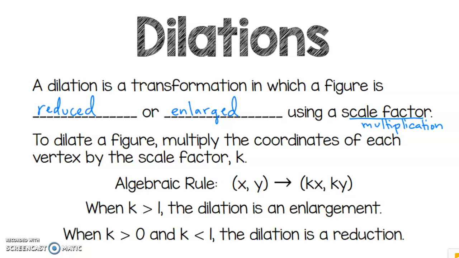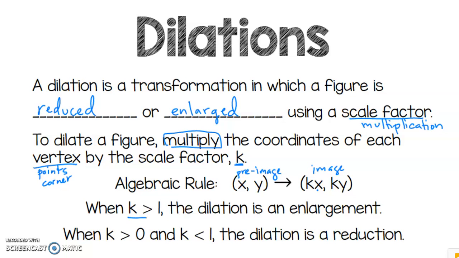To dilate a figure, multiply the coordinates of each vertex. Vertices are the points, the corner points specifically of a shape, by the scale factor, and we call that scale factor k until we know what it is. So as a rule, we start with the pre-image point (x, y), and then we multiply the coordinates x and y by the scale factor to get the image point.